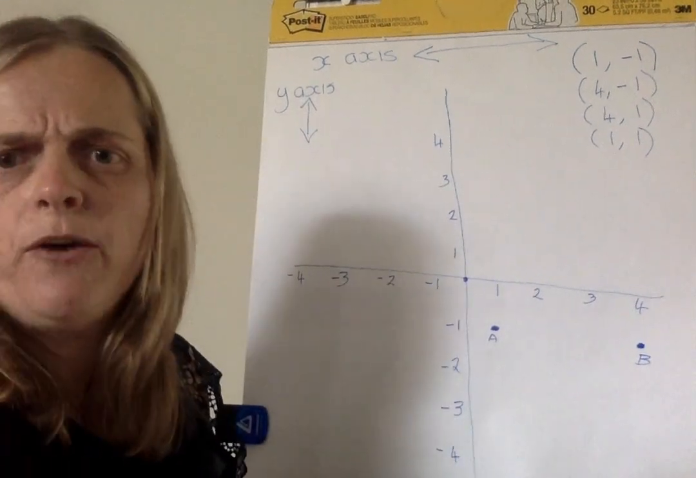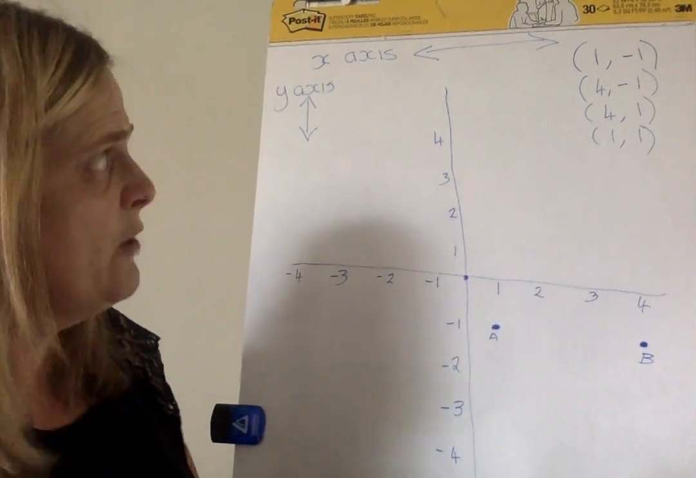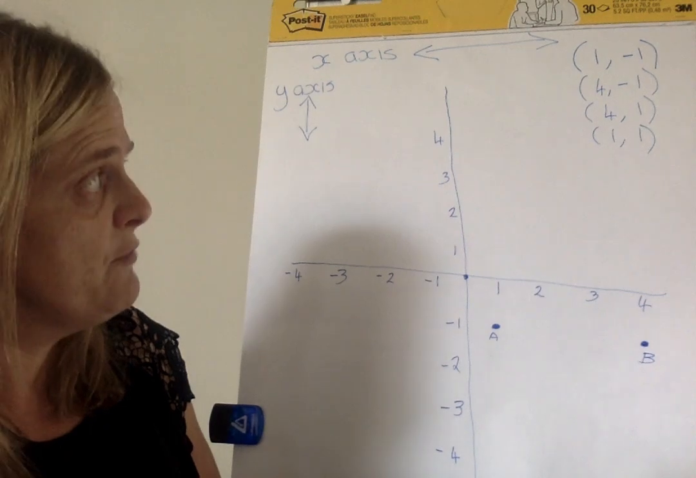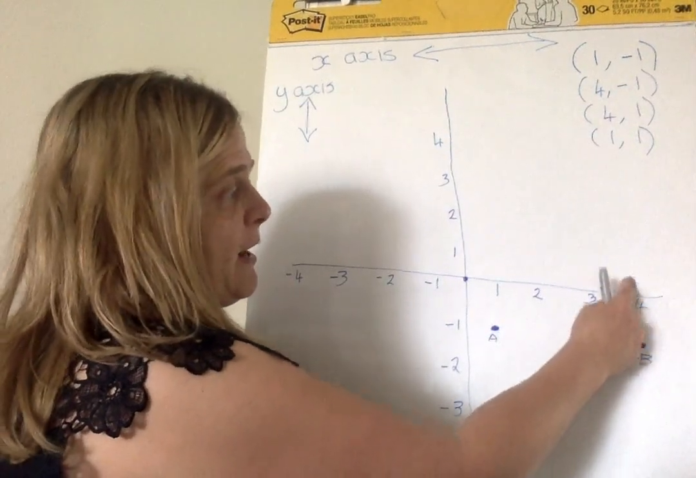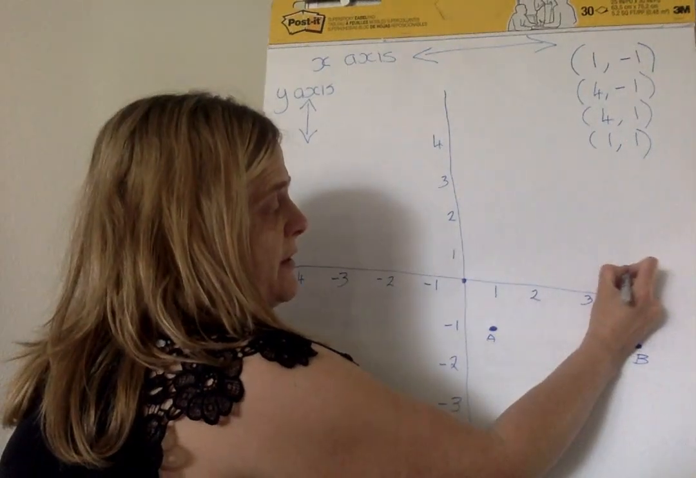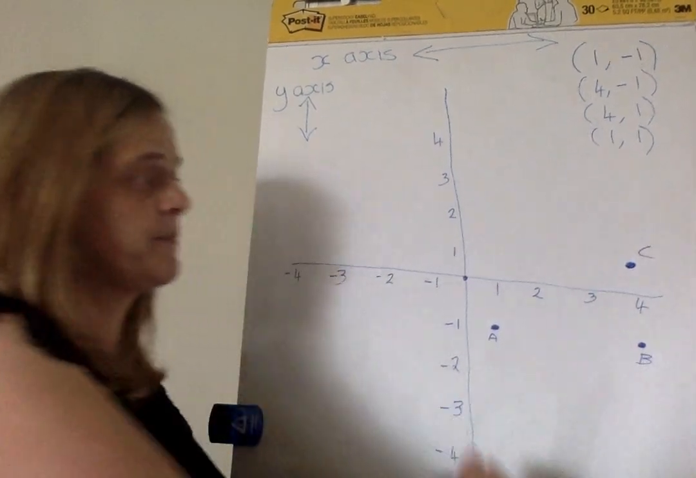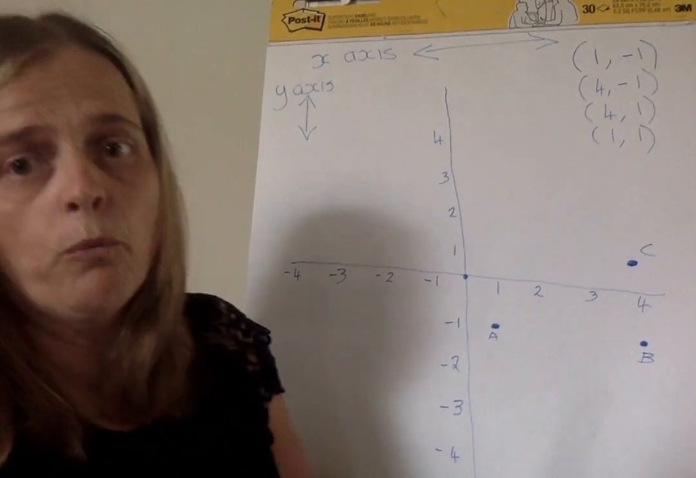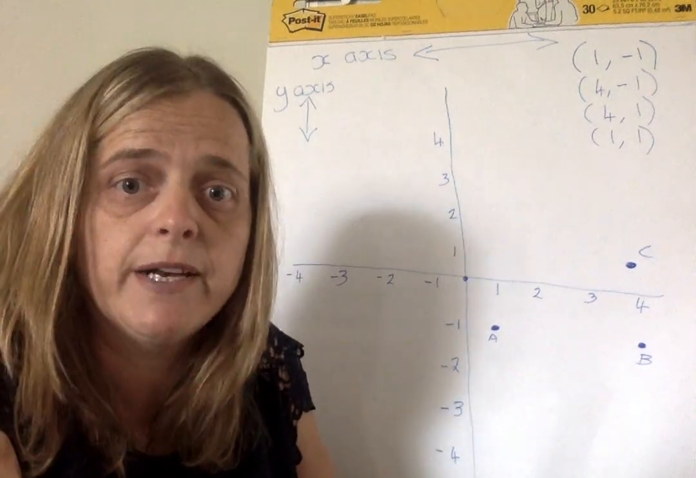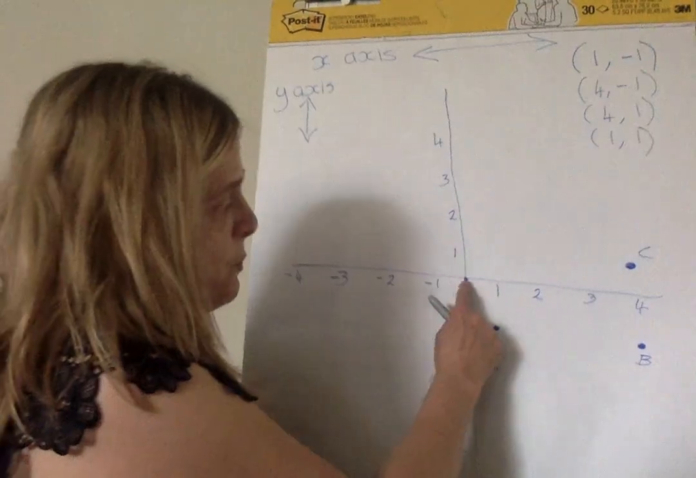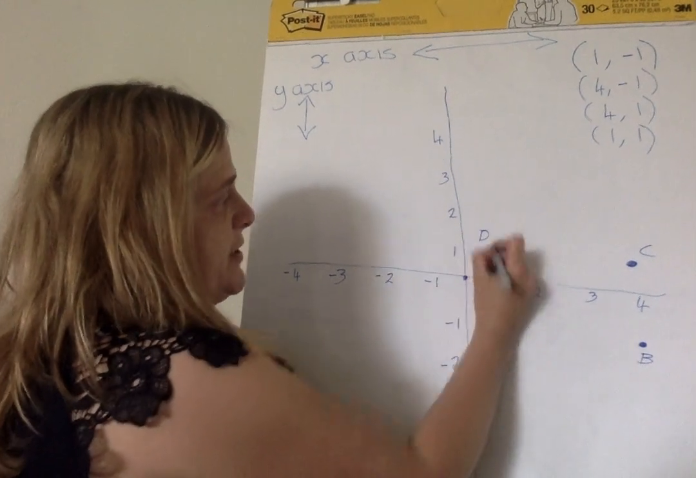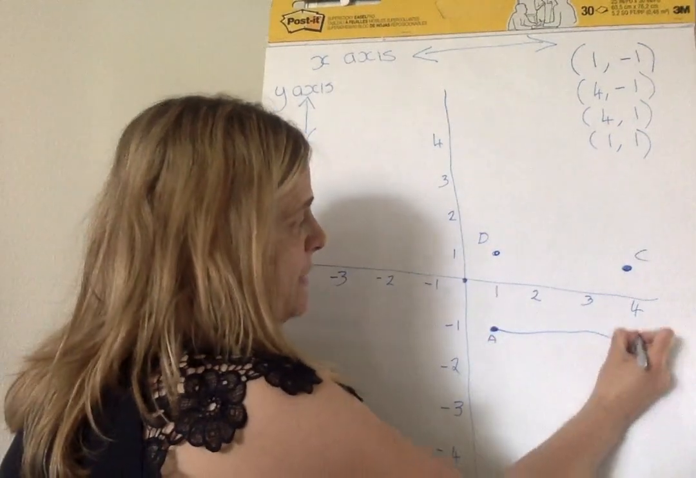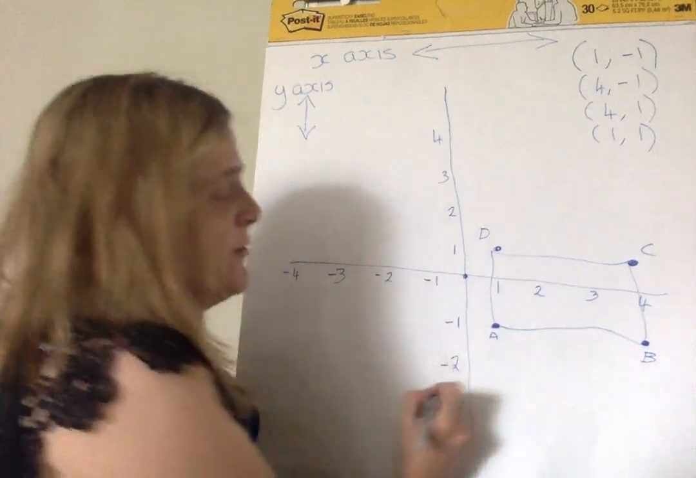Just go in order of the alphabet. Now we have to plot positive 4, positive 1. So positive 4 across, up 1, positive. You can call that point C. And now we have to plot positive 1, positive 1. Go across 1, up 1. And there you have plotted, and you can already see it, you've actually plotted a rectangle.